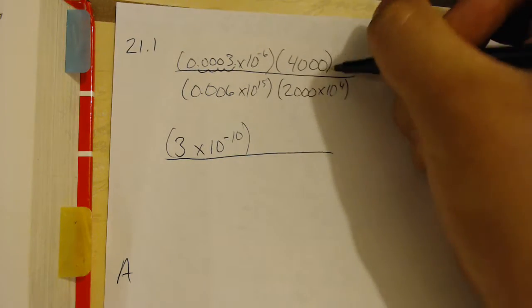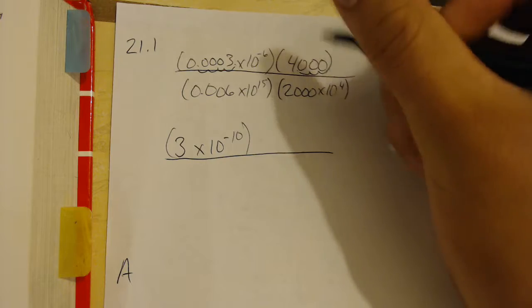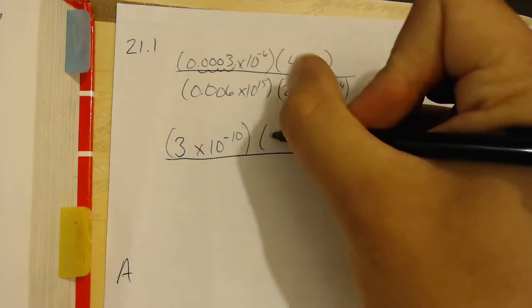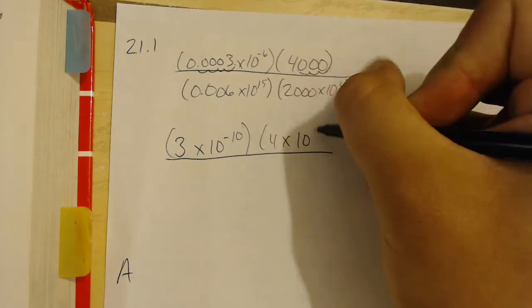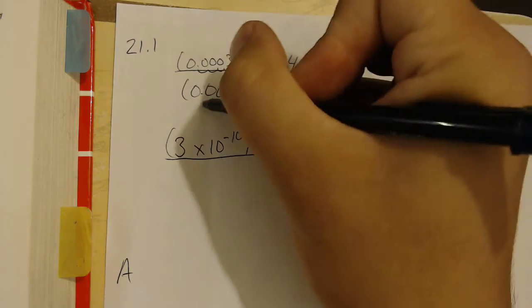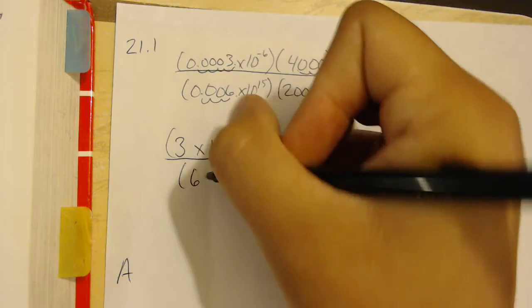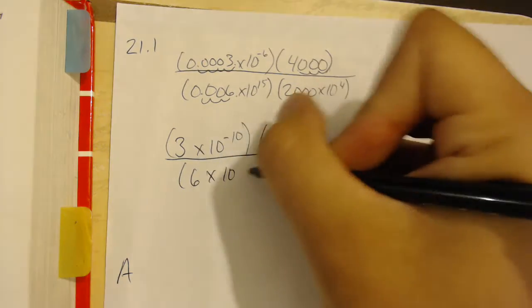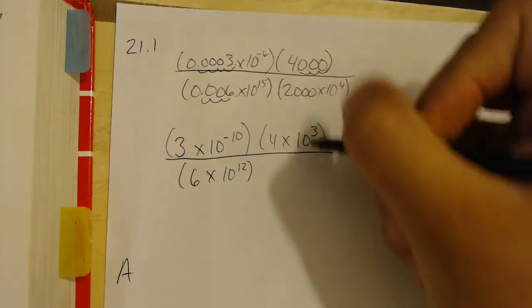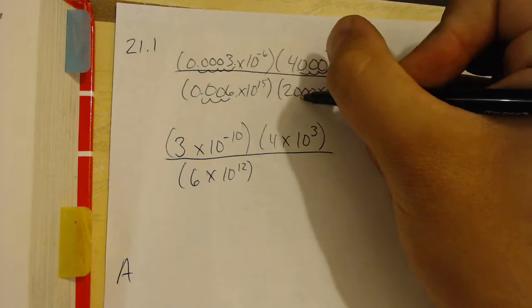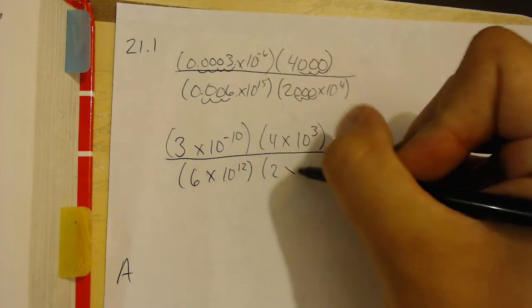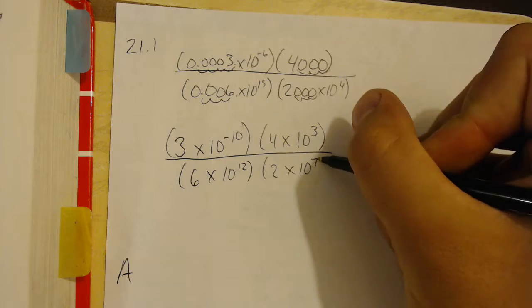Then we're going to take this decimal and move it to the left 3 spaces, so we're going to be adding 3, so that becomes 4 times 10 to the power of positive 3. The denominator, to the right again, 3 spaces. That gives us 6 times 10 to the power of 12 after we subtract 3. And this one we're moving to the left 3 spaces. That gives us 2 times 10 to the power of 7 after we add 3.